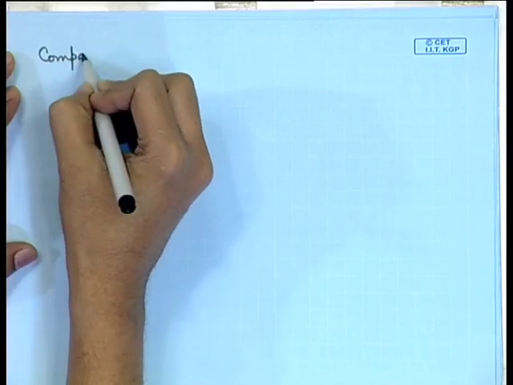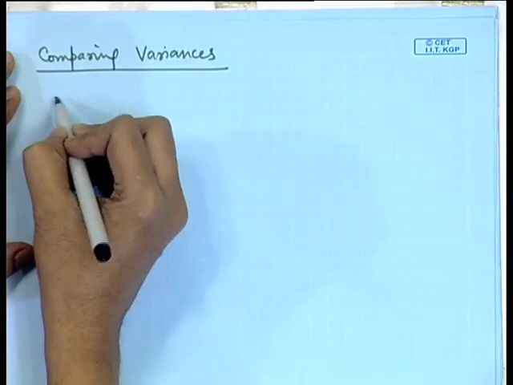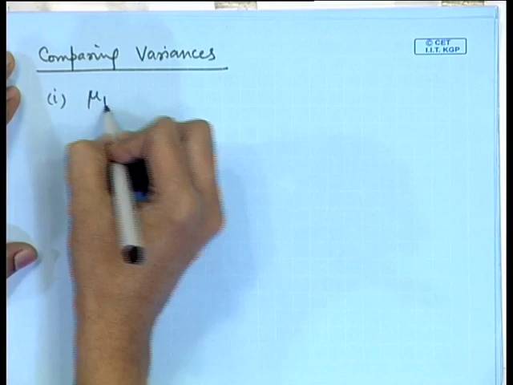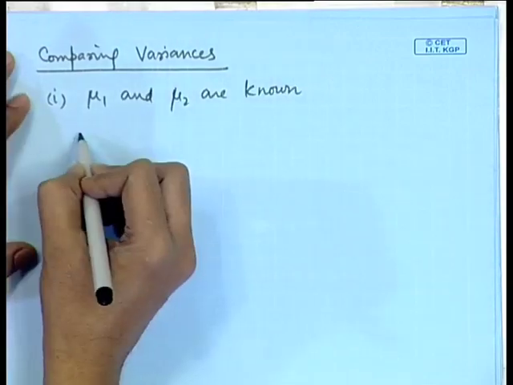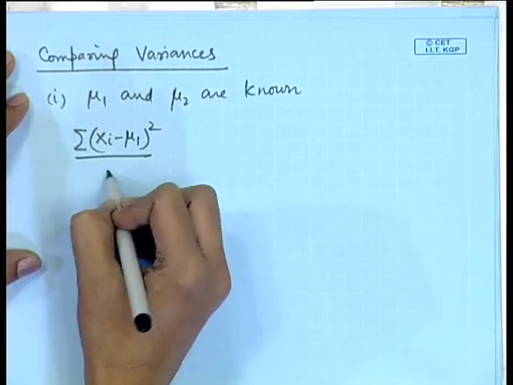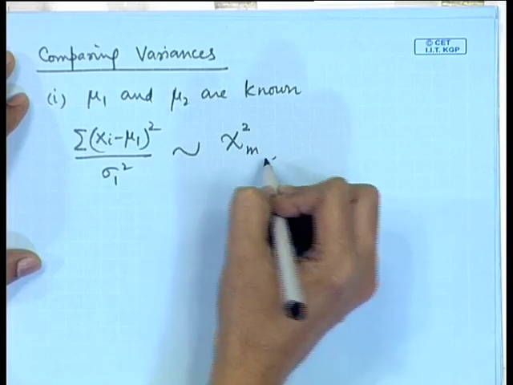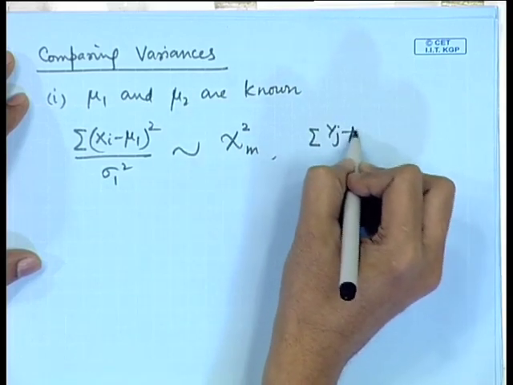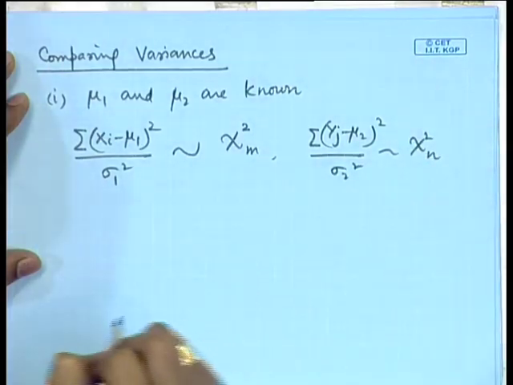Next, we look at the confidence intervals for comparing variances. Again we have two cases. First, mu 1 and mu 2 are known. If mu 1 and mu 2 are known, then we make use of the fact that sum of (x i minus mu 1) square by sigma 1 square follows chi-square distribution on m degrees of freedom, and sum of (y j minus mu 2) square by sigma 2 square follows chi-square distribution on n degrees of freedom.